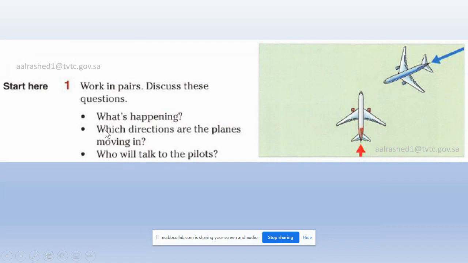Question number two: which directions are the planes moving in? The directions we have are north, south, west, east. This plane, the blue one, is moving from the northeast down to the southwest, while the red one is heading north.